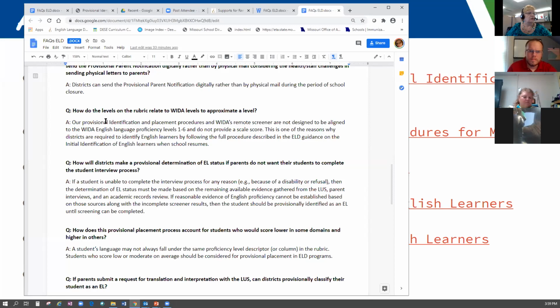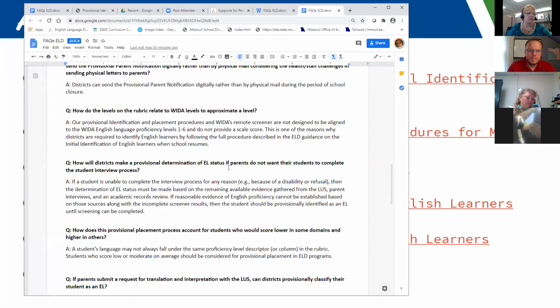The next question, how did the levels relate? There is no correlation with standard scores or our 1 to 6 levels. It's just a provisional recognition that they are possibly able for services. So there's no alignment there with that.